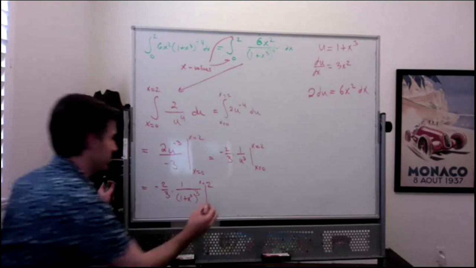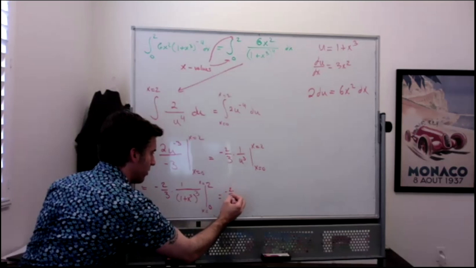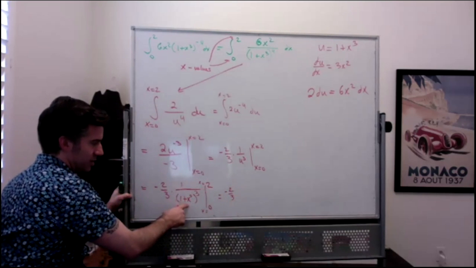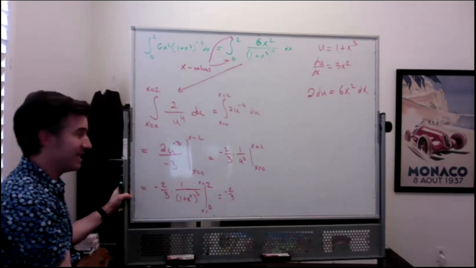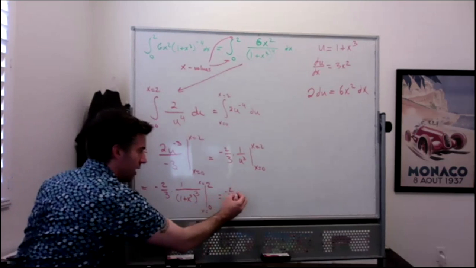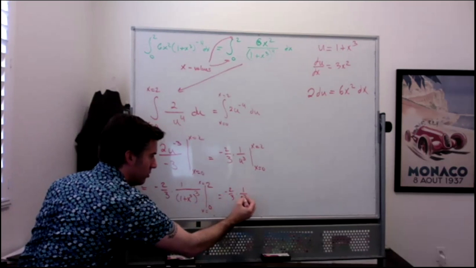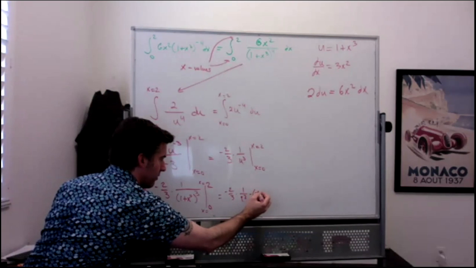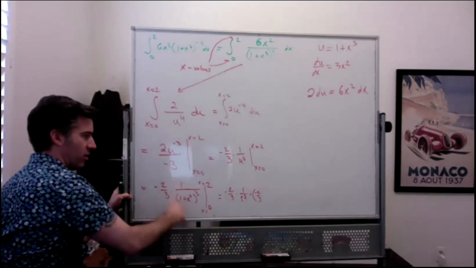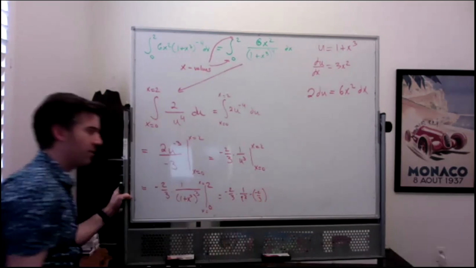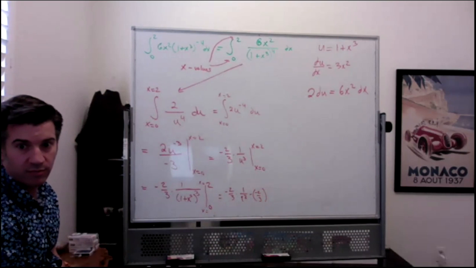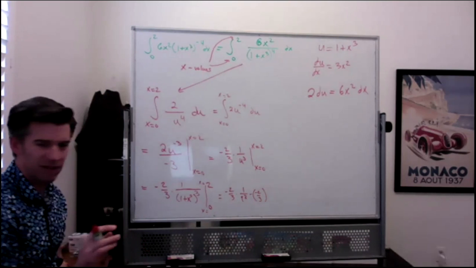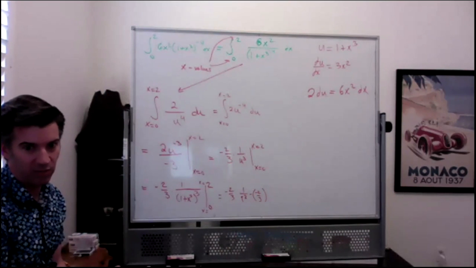And now I can plug those in and get negative 2/3 times, if I plug in 2, I get 1 over 1 plus 2 cubed is 8. 1 plus 8 is 9. So I get times 1 over 9 cubed. And then minus negative 2/3 times, if I plug in 0, I get 1 over 1. So just that. Okay. I don't really want to simplify it anymore because it's not really important.